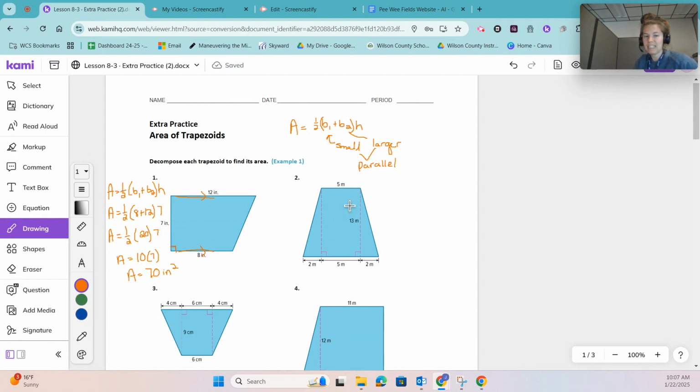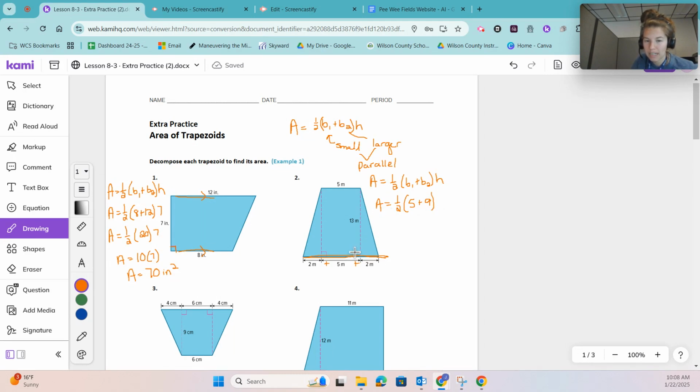Okay, let's take a look at number 2 here. Okay, number 2, we again use the same formula. Okay, 1/2 base 1 plus base 2 times the height. Okay, so my base 1 here is going to be 5 plus base 2. They give it to me in several parts here. Okay, this middle part is 5. It's the same, but there's also a 2 and a 2. So I have to add all of those together to figure out my entire base. Okay, so 2 plus 5 is 7, plus 2 is 9. So 9 is base 2.